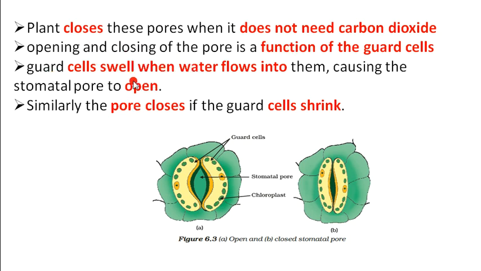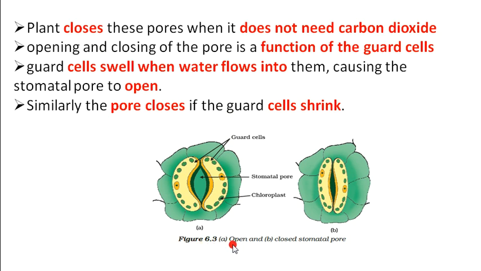Swell means to become large in size, causing the stomatal pore to open. Similarly, the pore closes when the guard cells shrink. Shrink means to shorten, okay. So this is called shrink. This is the functioning of guard cells.